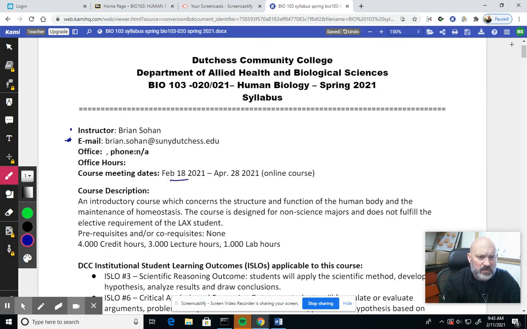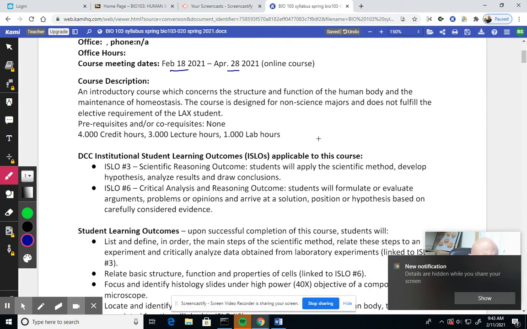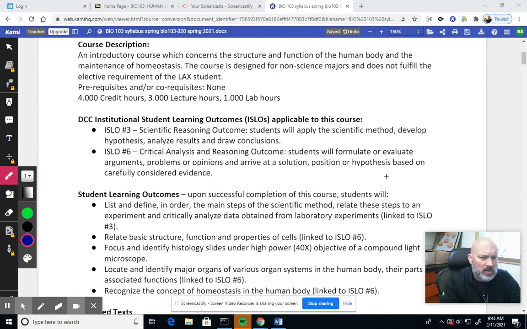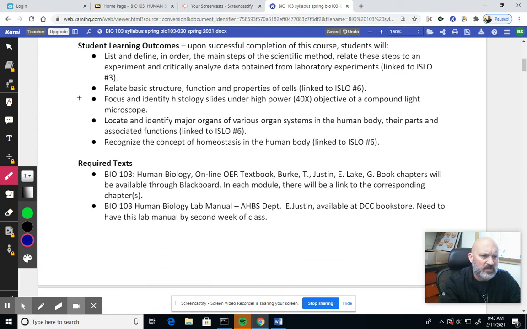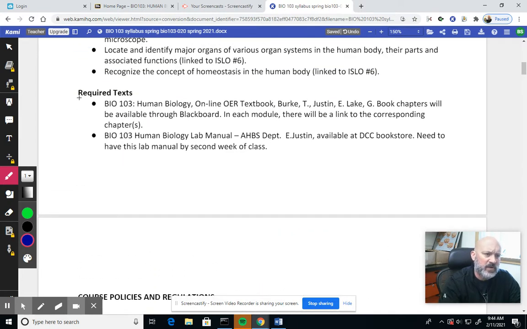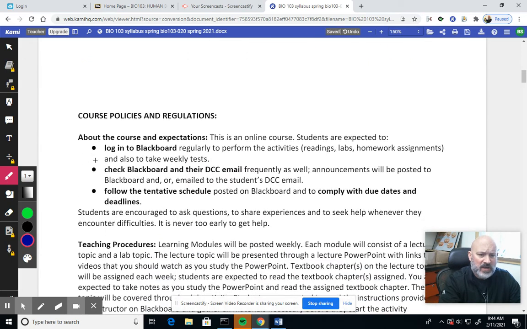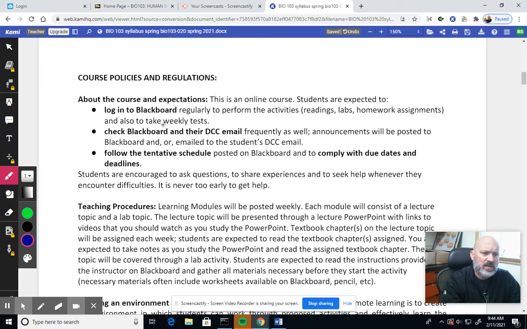These are the dates of the course. This is the title of the course up here. And this is just a bunch of fluff that you can read on your own time. These are the required texts. We have an online textbook that I'll show you in a minute. And this one is our lab manual. So this one's really important. You must get this as soon as possible. Okay? And I'll show you how you can get that and what that looks like.